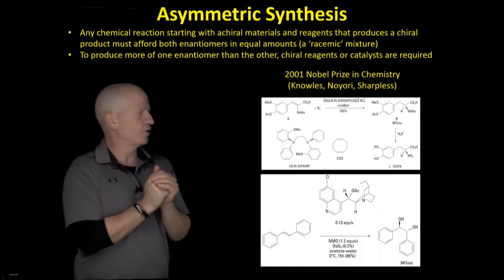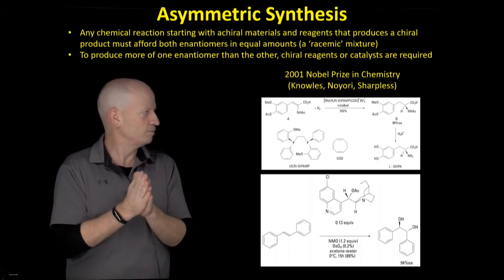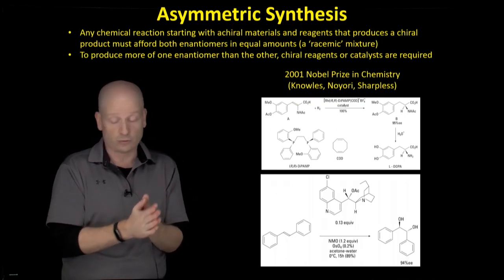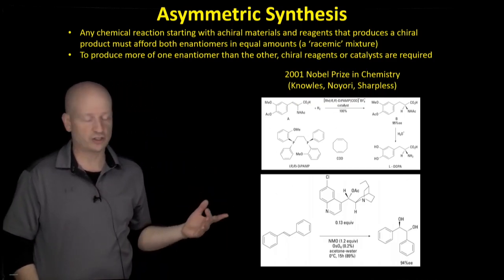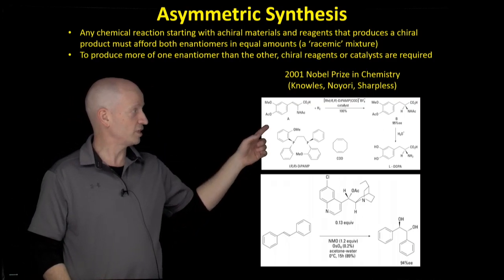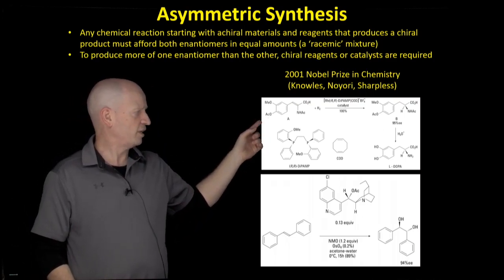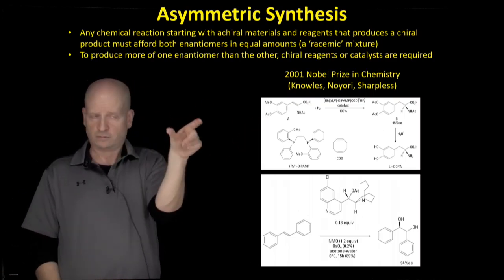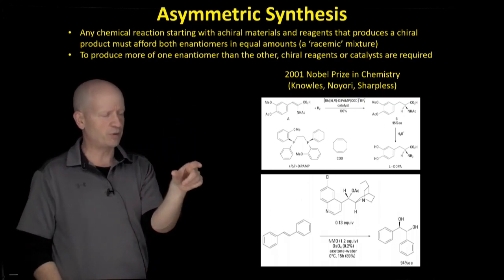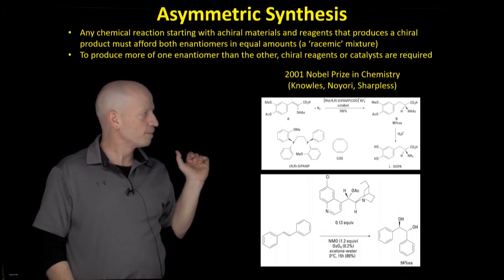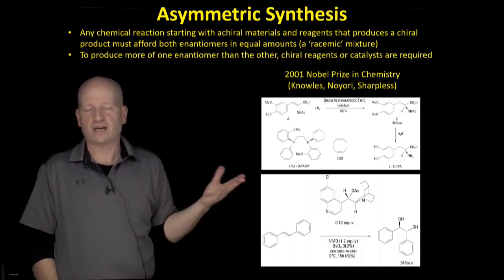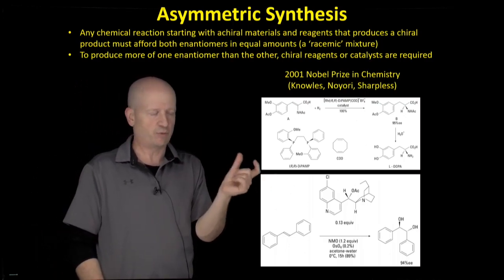So Knowles, Noyori, and Sharpless shared that Nobel Prize in 2001. Knowles and Noyori worked on asymmetric hydrogenation reactions. An example is shown on this slide. So you take this alkene, and you can hydrogenate it, add hydrogen across the carbon-carbon double bond. That generates an asymmetric center. If you do that with an achiral catalyst, you get an equal amount of both enantiomers.